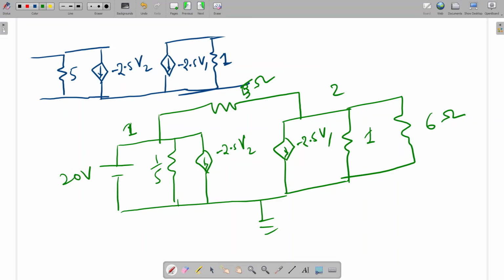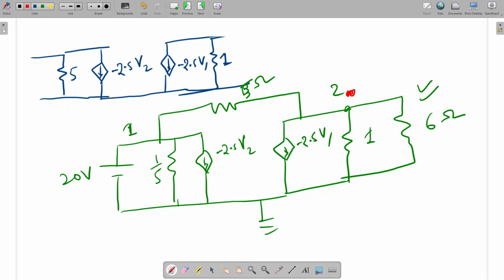Anyone have any doubt till now in this circuit? Here we have to calculate the power absorbed by this 6 ohm resistor. Is it clear to all? Yes, sir. Okay. So at this node we can apply nodal analysis. At node 2, this node, I am going to apply the nodal analysis.